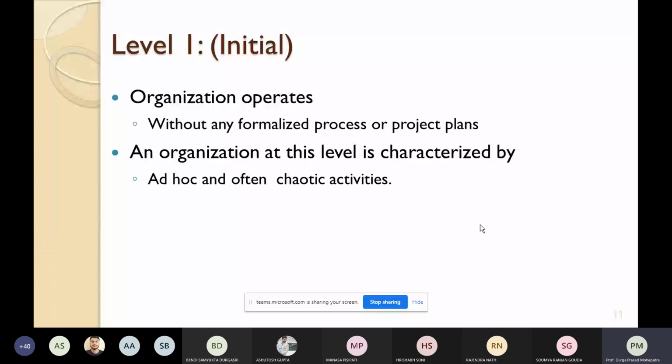Now if you want to go to the next level, level 2, repeatable, what do you have to do? As you already know, your processes are all ad hoc and often chaotic. They are not formalized, so you first have to formalize them. You should follow systematic processes. Discipline your processes and define them. The processes should be more disciplined, systemized and formalized. Only then can you go to the next level, that is, repeatable.